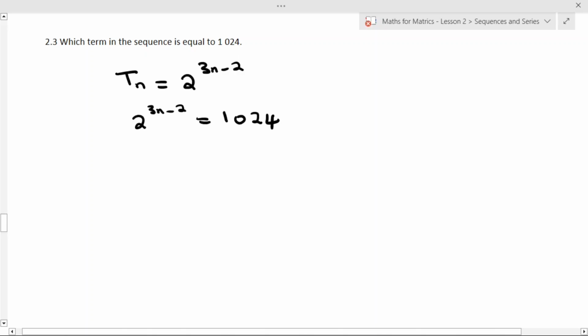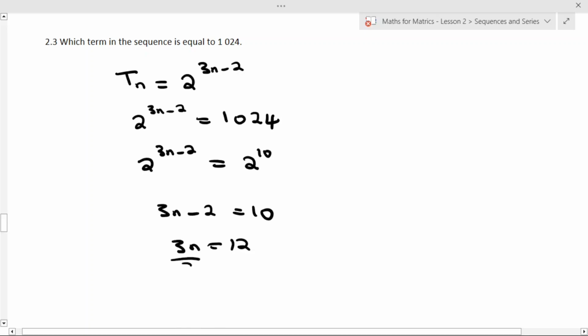2 to the power of 10 is equal to 1024. Therefore, 2 to the power of 3n minus 2 is equal to 2 to the power of 10. We can now simply drop the base on both sides of the equation because they are similar. Now we are left with 3n minus 2 is equal to 10. If we add 2 to both sides of the equation, we have 3n is equal to 12.